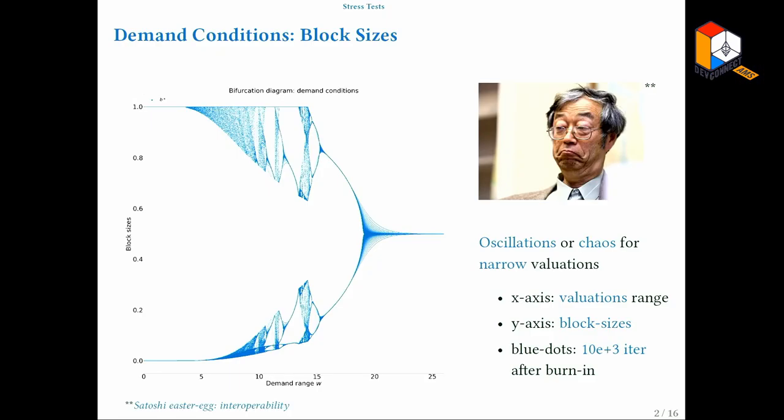Maybe a difficult figure to parse if you're not familiar with it, so let me try to explain what we're looking at here. Let's start, for example, if you can see the hand here, at the left of the x-axis, where we see two kinds of block sizes, either empty blocks. In the vertical axis, we see the block size, and we see either empty or full blocks. This is something that we are familiar with. We see that, for example, when we have quite a lot of demand, we see large oscillations in the block.